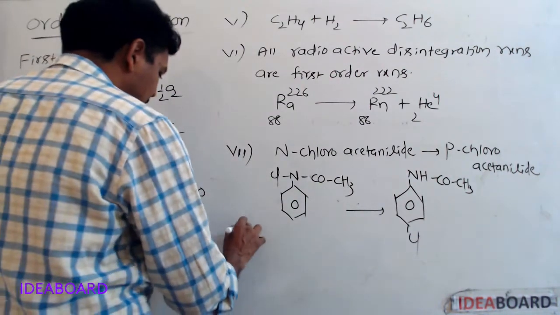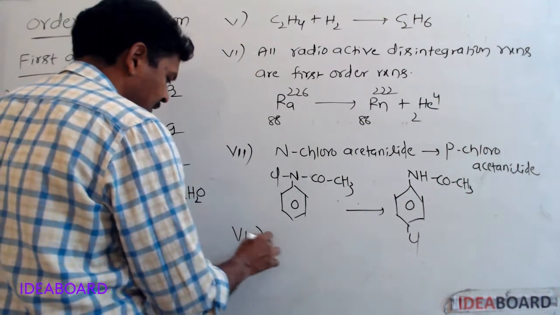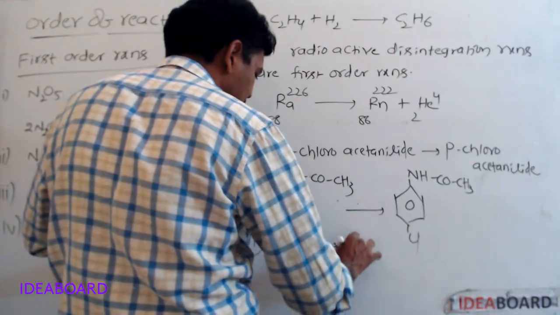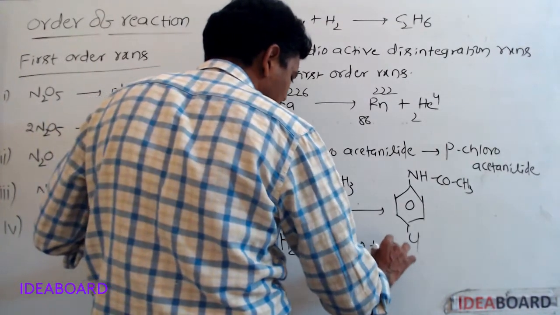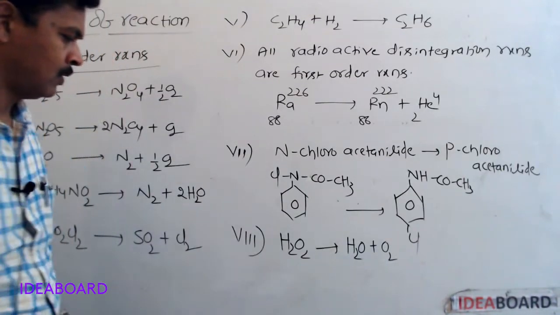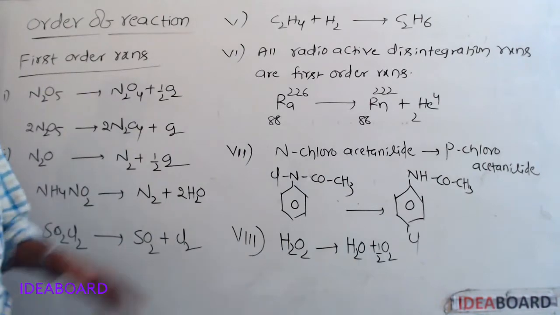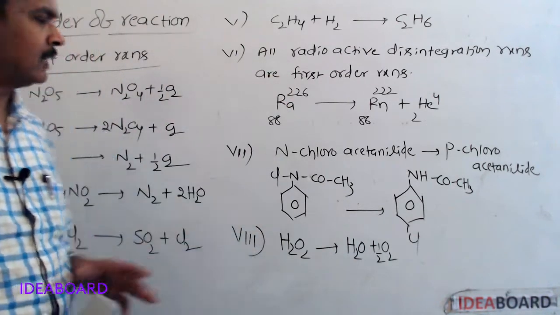Even decomposition of hydrogen peroxide undergoes decomposition and forms H2O plus O2. Decomposition of hydrogen peroxide. All these are examples for first order reactions.